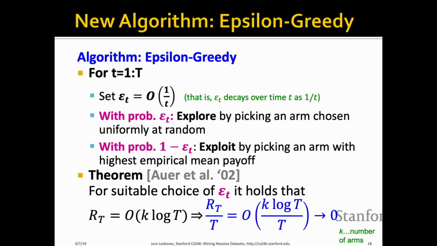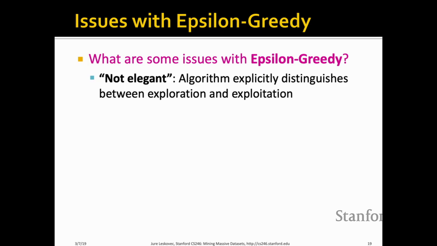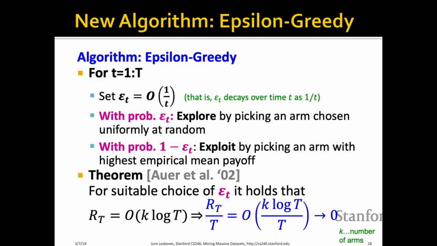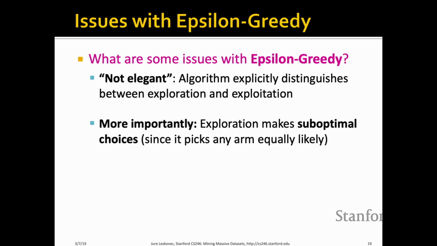Not so fast. Now I'm going to show you why in reality this approach is not used all the time. What are some of the issues with our epsilon greedy algorithm? The first one is that it's not very elegant. Basically, it interleaves disjoint phases, one about exploration and the other about exploitation. There are some phases where it's just exploring different options, as we said before, picking different arms stochastically, uniformly at random, and then in the other phase it's just exploiting and always betting on the arm that gives the best possible reward. But apart from that, there is a more important fundamental problem, which is that even the exploration phase can make suboptimal choices, since it's picking any arm equally likely.